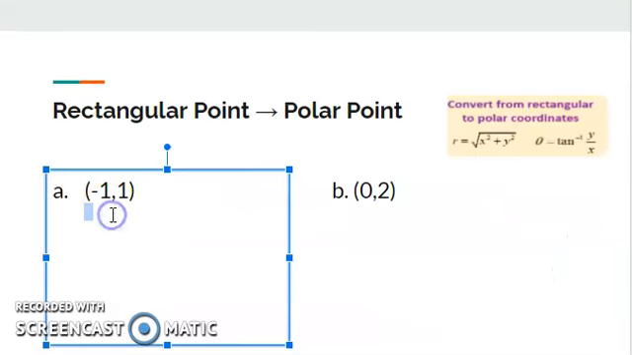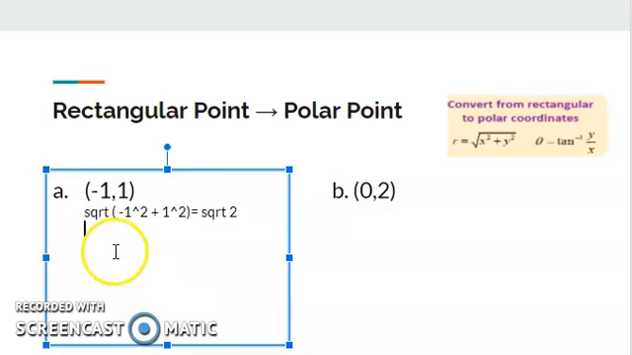And we're finished. So the rectangular point to the polar point is a little bit more complicated. So we're going to use r equals square root of x squared plus y squared and theta equals tan inverse of y over x. So our first step, r equals square root of x squared plus y squared, so negative 1 squared plus 1 squared. Well, negative 1 squared is just 1, and 1 squared is also 1, so we're taking the square root of 2.